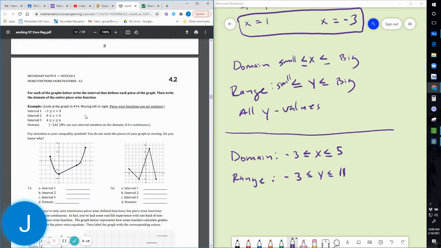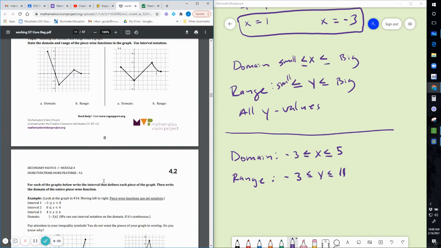It says, for each of the graphs below, write the interval that defines each piece of the graph, then write the domain of the entire piecewise function. Okay, so you have to write the interval first, and then you have to write the domain. So it gives you an example, and I think it calls this one right here number 14. It says, example, look at the graph number 14. Move left to right. Remember, that's how we always read our graphs, from left to right. It says moving left to right and use set notation, which is the notation that looks like this.